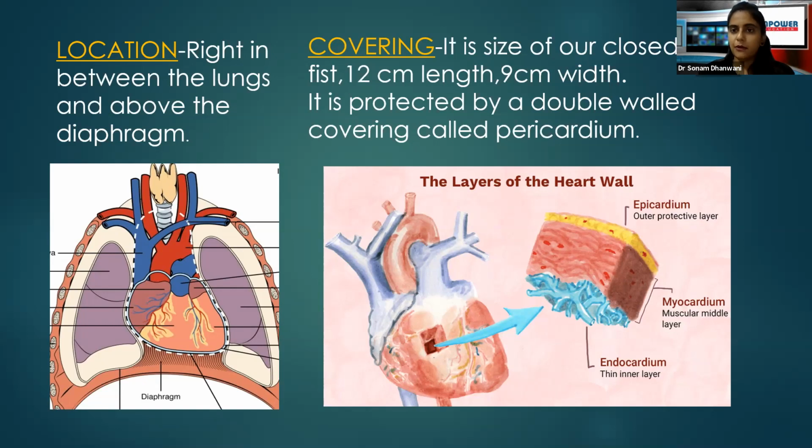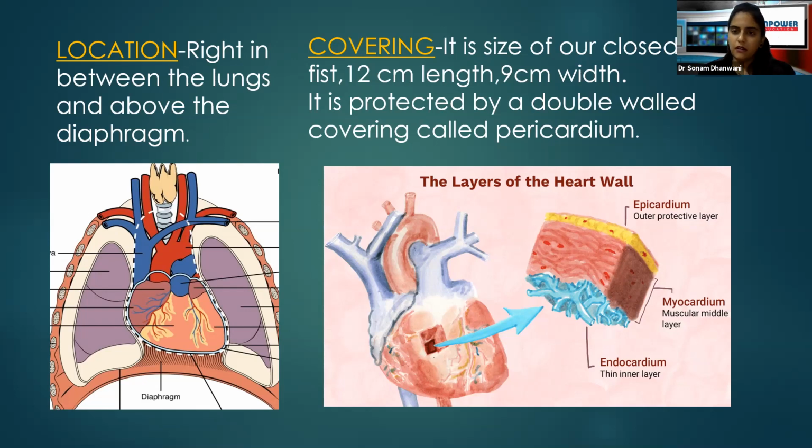All right, so that is about the location of the heart. Now coming to the covering of the heart, what is it? Is it just one single layer of, say, muscle, tissue, bone, whatever? No, right? So firstly, what is the size of it? This is your hand, palm, close it, this becomes your fist. The size of the fist is going to be the size of your heart. So size of the heart is that of our closed fist.